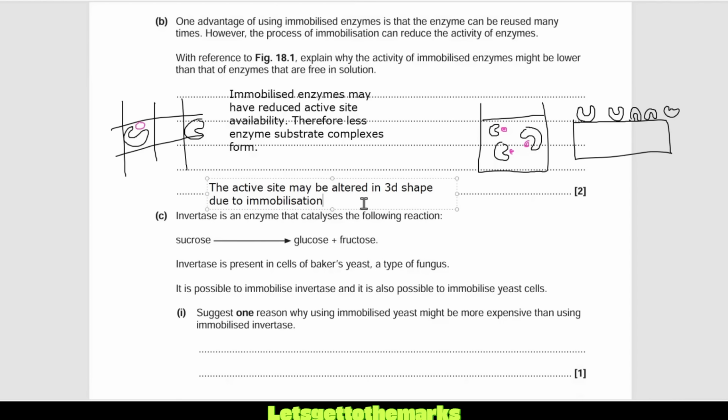Again, this may make enzyme substrate complexes form less readily, or reduce the amount of enzyme substrate complexes forming. So anyway, there are some suggestions for an answer for that one.